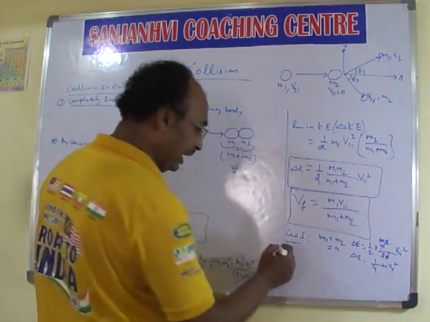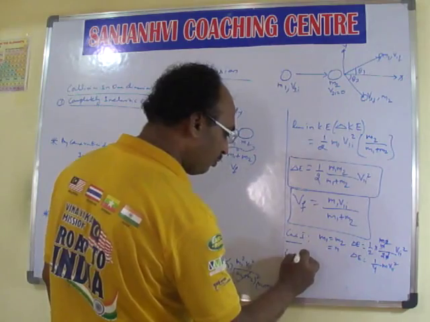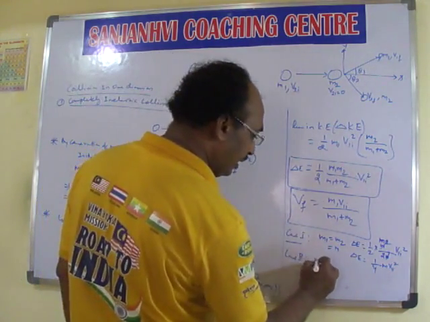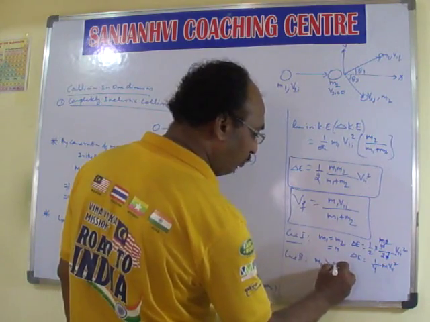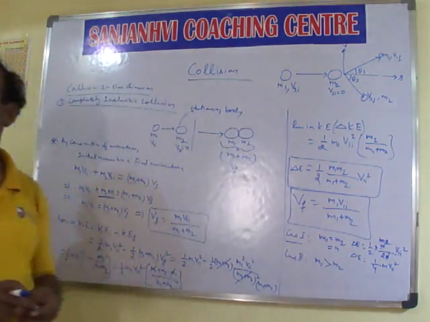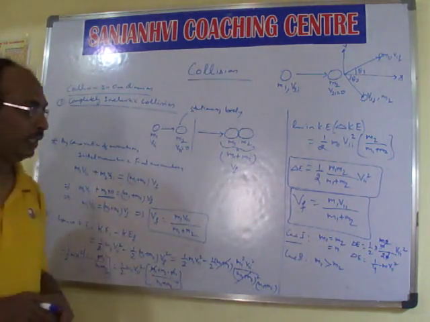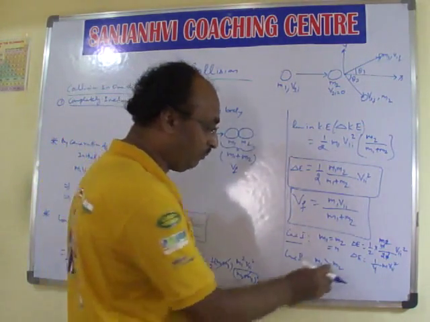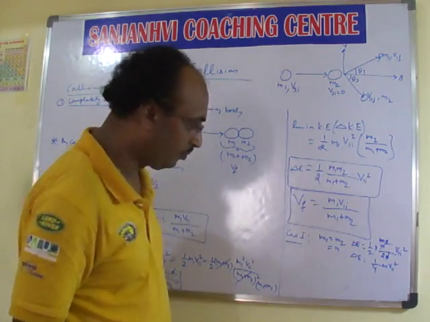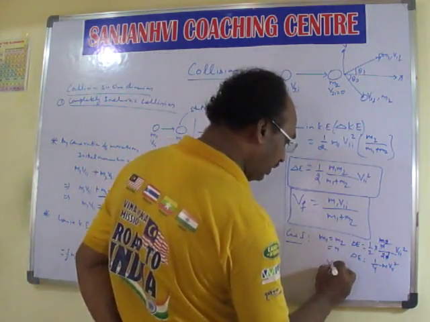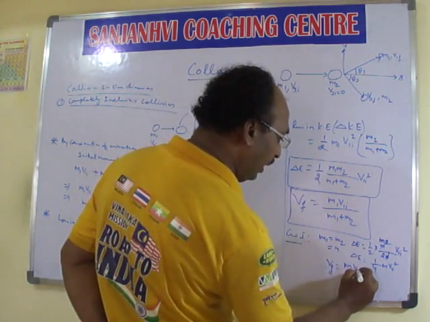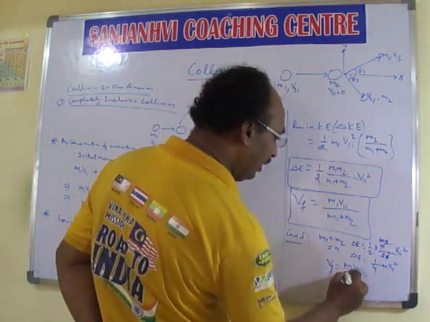Case 2. In case M1 is greater than M2, what will be the effect on the final velocity? What will be the effect on the final velocity? So Vf is equal to what? M V1i by 2M.